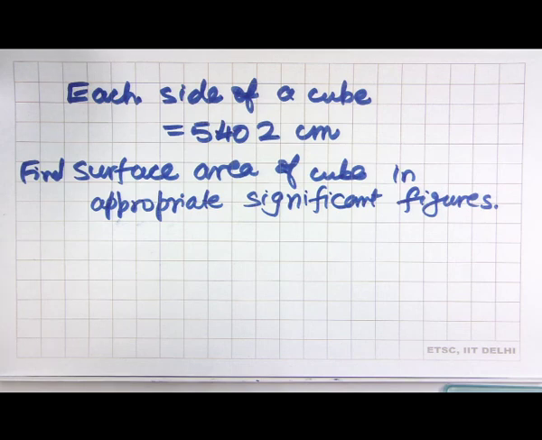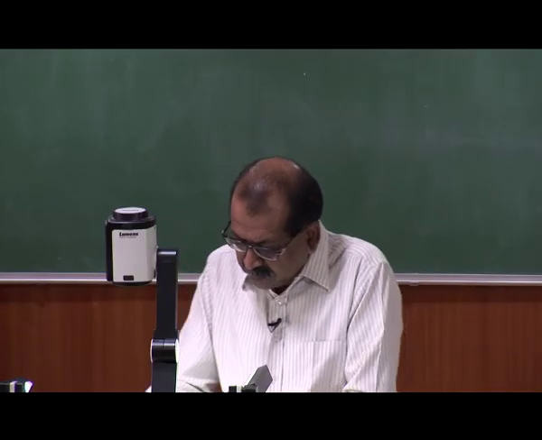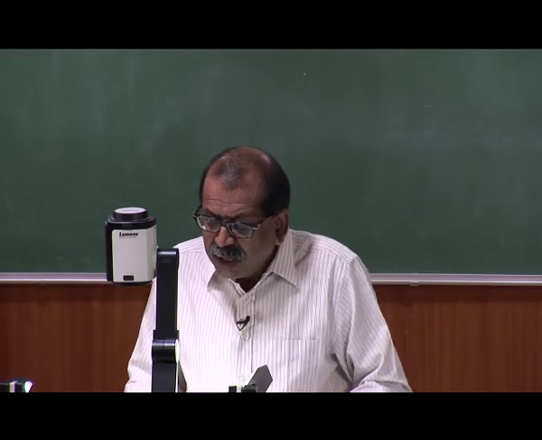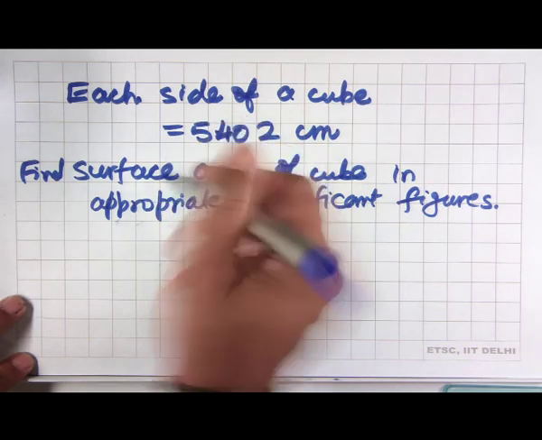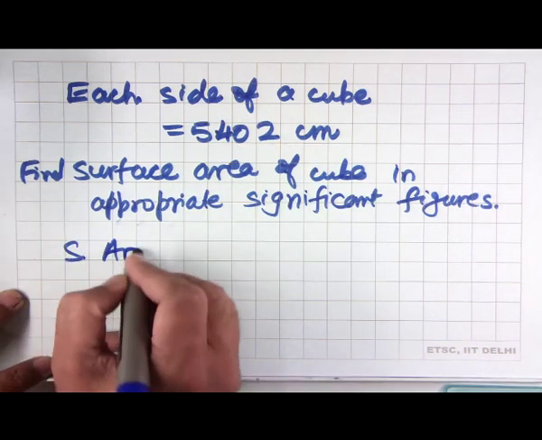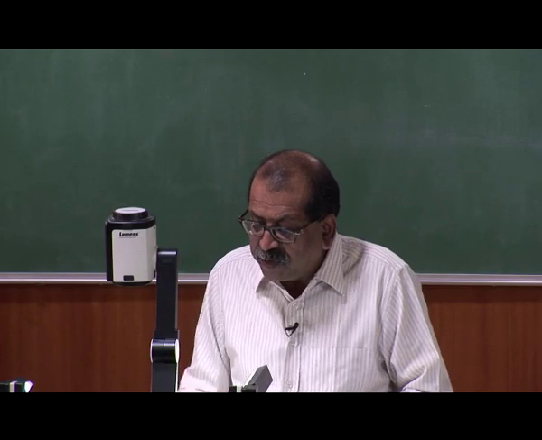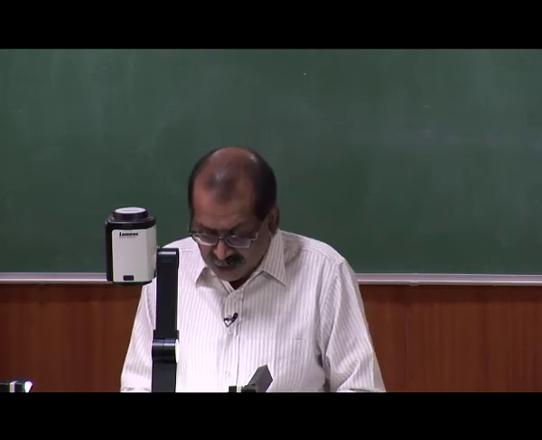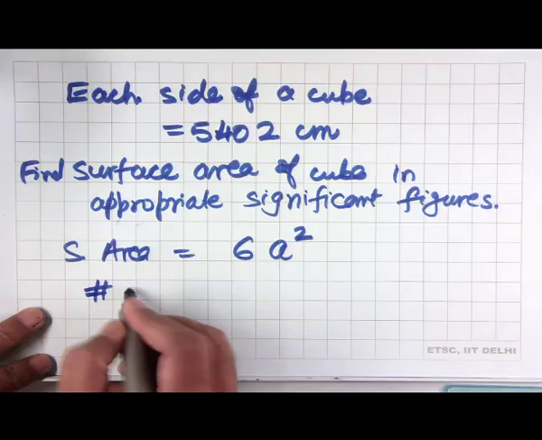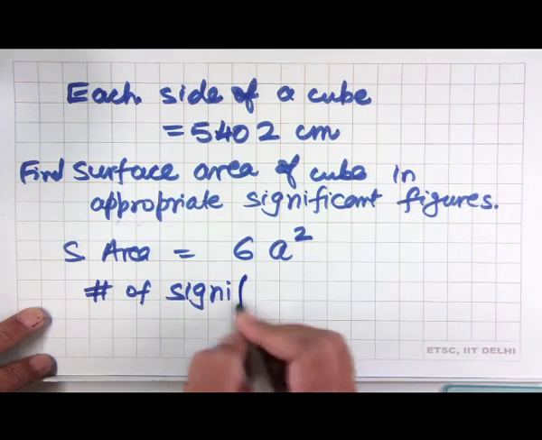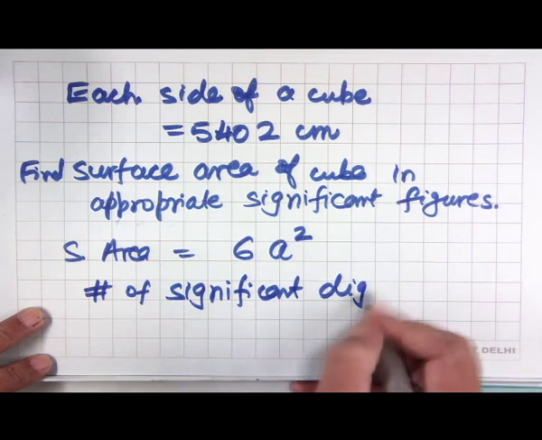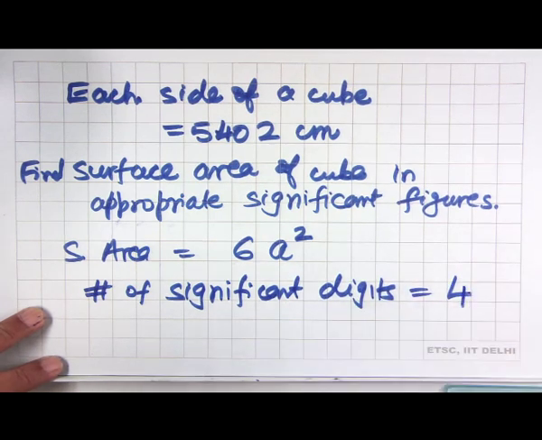Now, since the data is given to us in centimeters, we will find the answer in centimeter squares. The formula for surface area is equal to 6a square, which means a multiplication is involved. Since a multiplication is involved, the final answer has to have the same number of significant digits as the original given data. In the given data, the number of significant digits is equal to 4. So, the final answer also we have to write up to 4 significant digits.